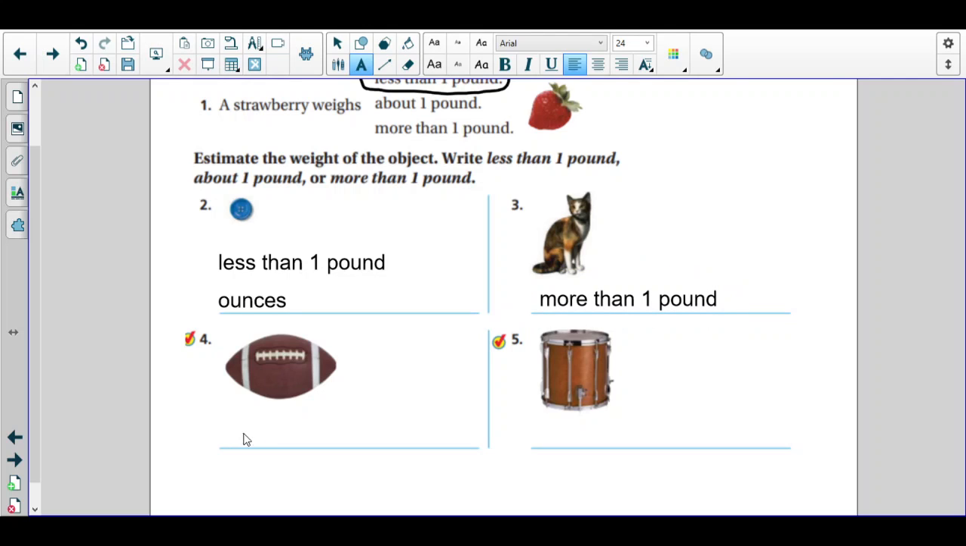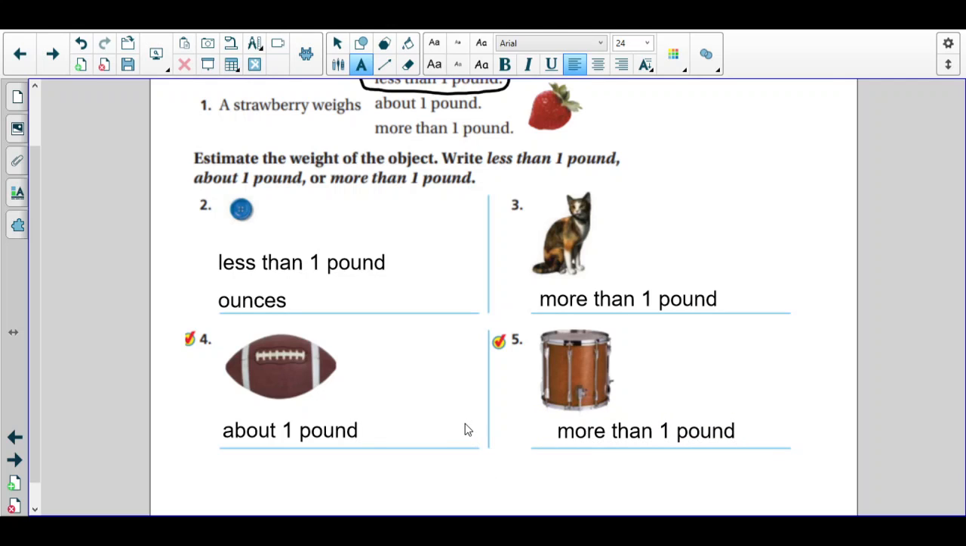A football. A football weighs about 1 pound, much like the soccer ball. And a part of a drum or a drum kit is going to be more than 1 pound.